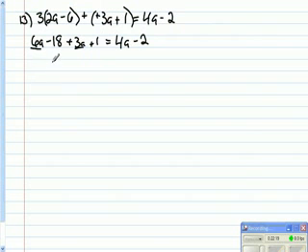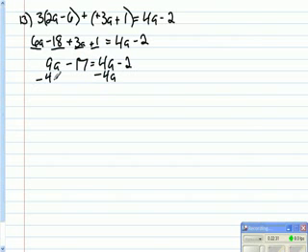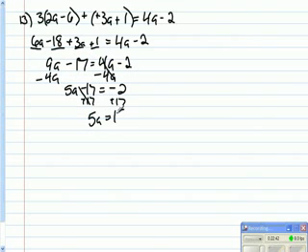Combine my like terms. 3a and 6a is 9a. Negative 18 and positive 1 is negative 17. Bring down the 4a minus 2. Now I can bring things across, so I'm going to subtract 4a. Gives me 5a minus 17 equals negative 2, because those canceled. Add 17. 5a equals 15. Divide by 5. A is 3. And that is the end of the video for section 8.6.